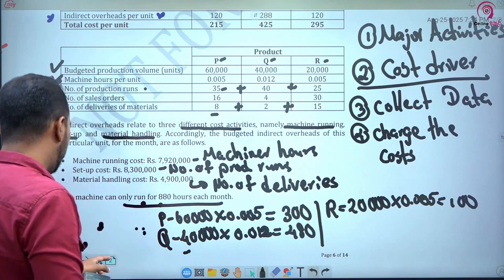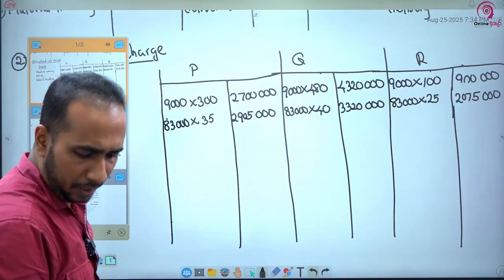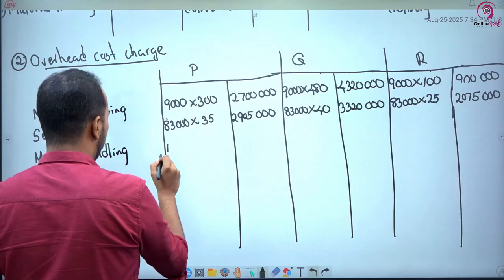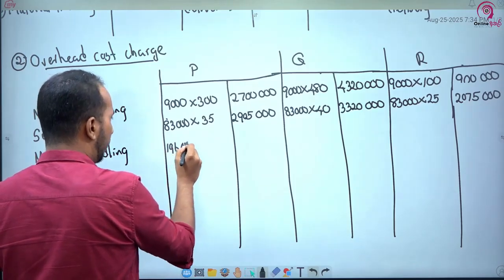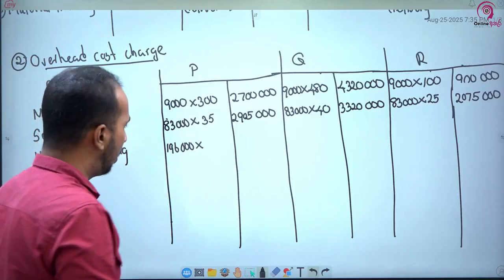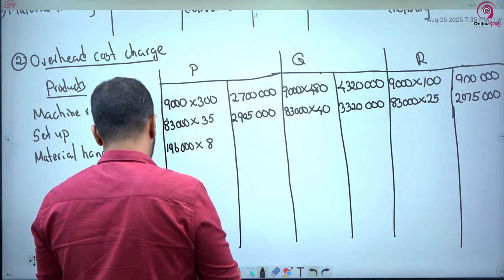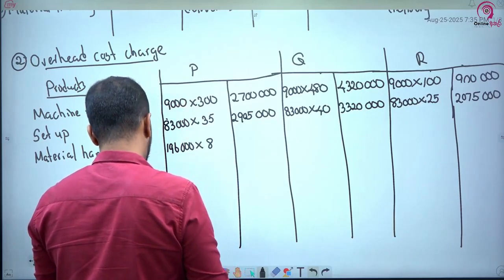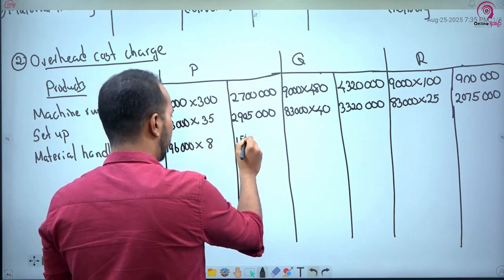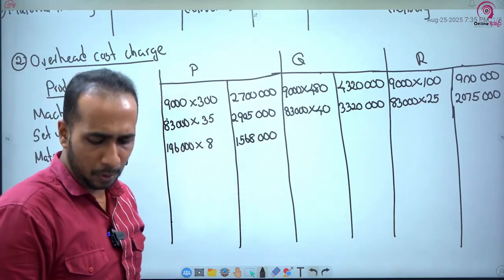So now I am going to do that. We have already calculated the cost per cost driver. In our previous computation, we calculated 196,000 per material delivery. When it comes to product P, we have done 8 deliveries. So 196,000 per delivery multiplied by 8, which is the number of deliveries, is 1,568,000.